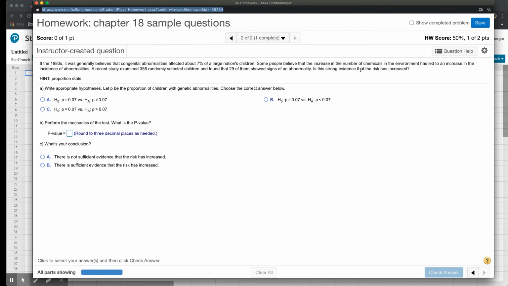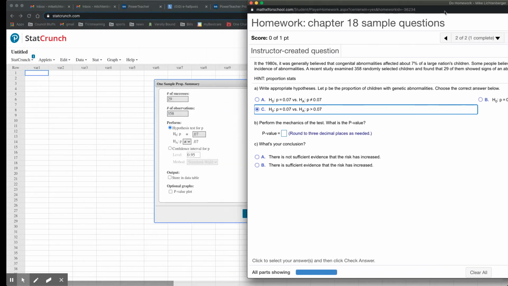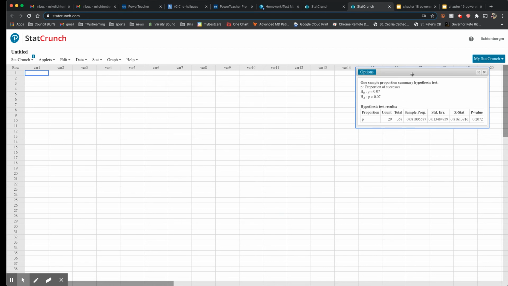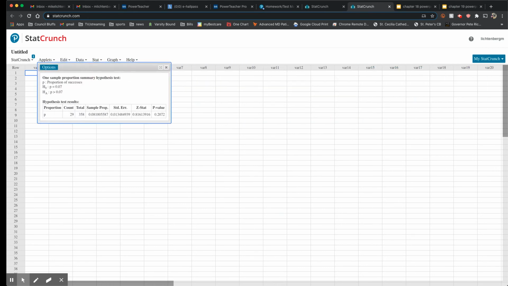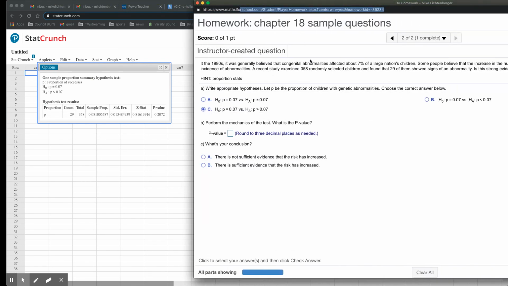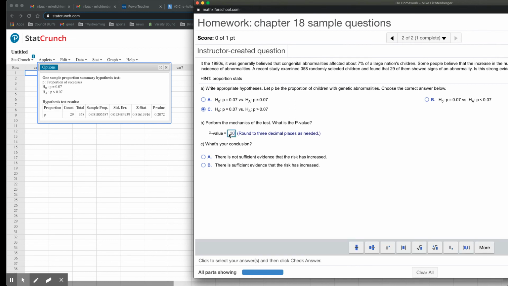Is this strong evidence that the risk has increased? So increased implies greater than. So when we do that, that means that is going to be our null and alternative hypothesis. That also means on StatCrunch, we're going to change this drop-down to greater than when we go and calculate our p-value. Rounded to 3 decimal places, our p-value is 0.207.